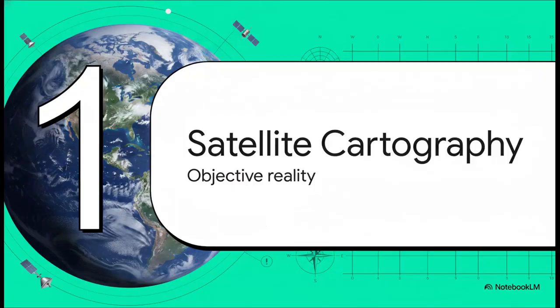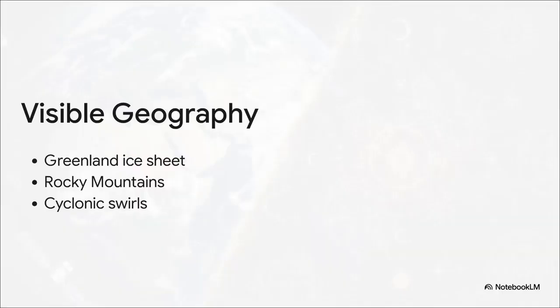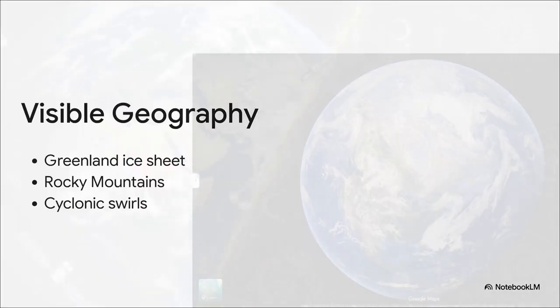Let's just ground ourselves in objective reality first. Just look at this comprehensive satellite view of Earth from space. The detail is incredible, right? We can clearly see the fixed physical landmasses of North America interacting with these incredibly dynamic, constantly changing weather systems swirling around in the atmosphere right above them. Let's break down the actual geographical features and meteorological patterns we're seeing here.